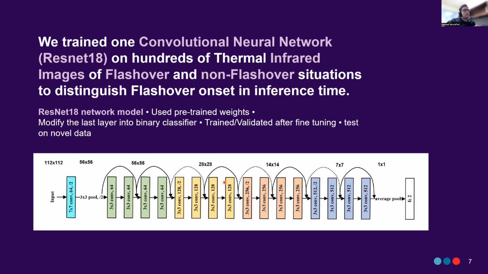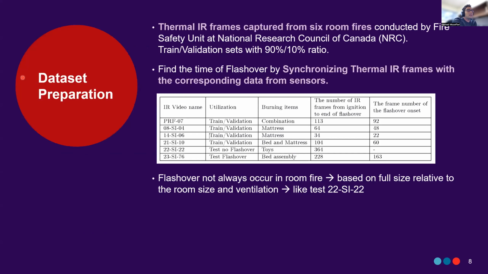Maybe the opening is small, the fuel is not enough, or there are other items, so that we will not have the flashover at all. We selected the ResNet model because it has good performance in previous studies, and we hyperparameter tuned it for our database, and then we reached ResNet 18.